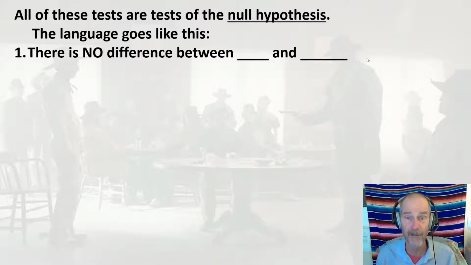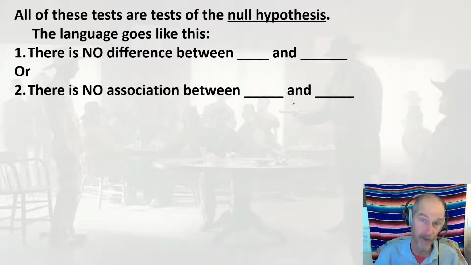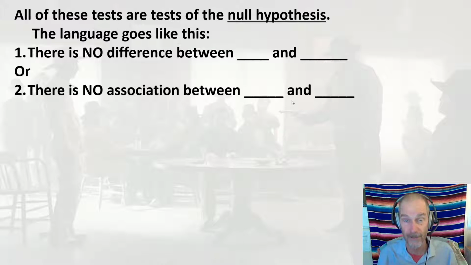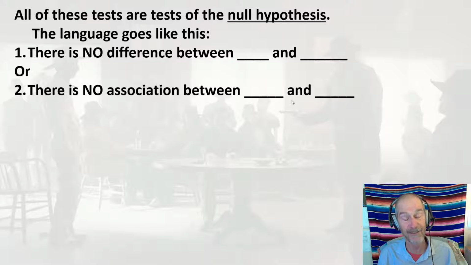There is no difference between whatever it is you're looking at, usually 2 or more groups. Sometimes there is no association between one variable and another, okay? So you start with there's no difference. Usually what you believe and hope for is the alternative hypothesis, which is that there is a difference. Like if I'm developing a new pill to cure malaria and I have a placebo and my pill, I want there to be a difference between my 2 groups. But the null hypothesis states there is no difference.